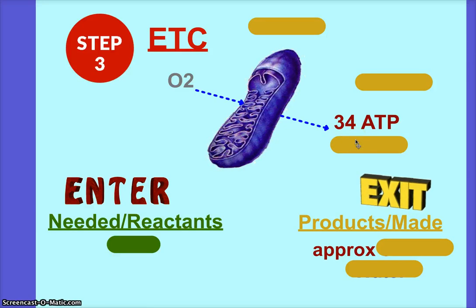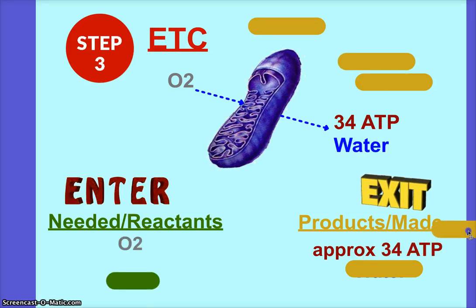There is that, but we're not going to. So give me the products of cellular respiration again. Water. Good job. So we need oxygen, and we're going to make approximately 34 ATP, and water is like a byproduct, they call it, okay? So the reason I put approximately is because sometimes the production is not fully successful.